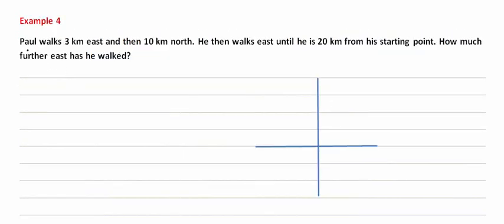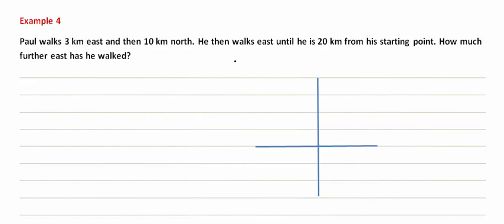Okay, in example 4, this is a little bit more tricky. Paul walks 3 kilometers east and then 10 kilometers north. He then walks east until he is 20 kilometers from his starting point. How much further east has he walked?